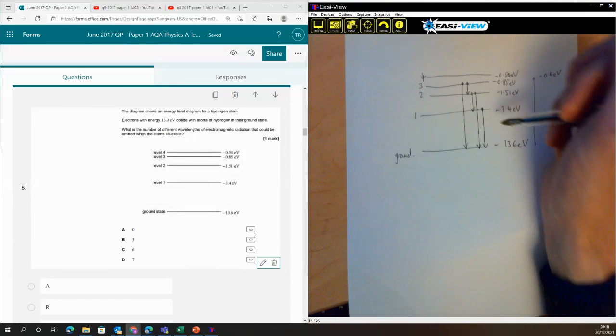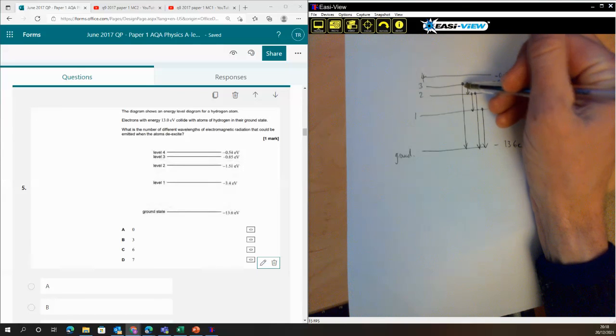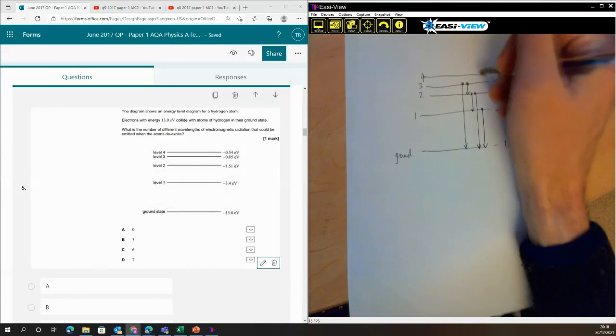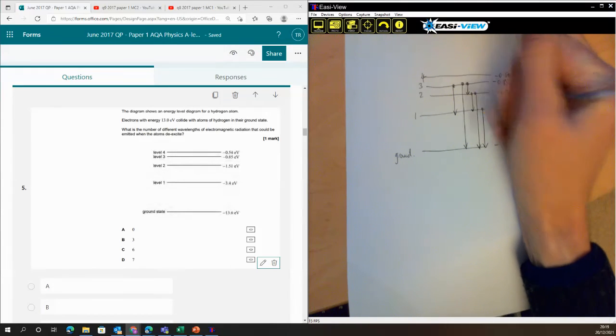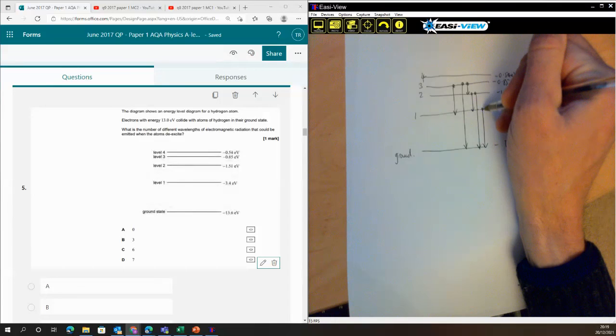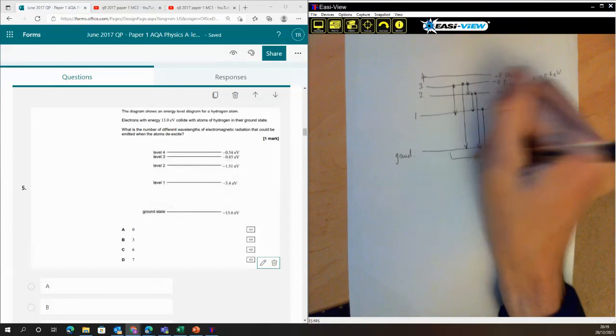So let's see if I've got them all here. So we've got from 3 to 2. I haven't got 3 to 1. So 3 to ground, 3 to 2, 3 to 1, 2 to ground, 2 to 1, and then 1 to ground. That's all 6 available.